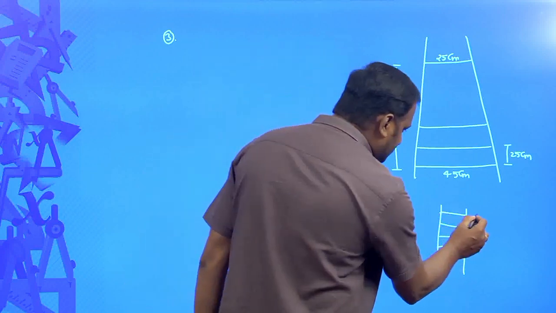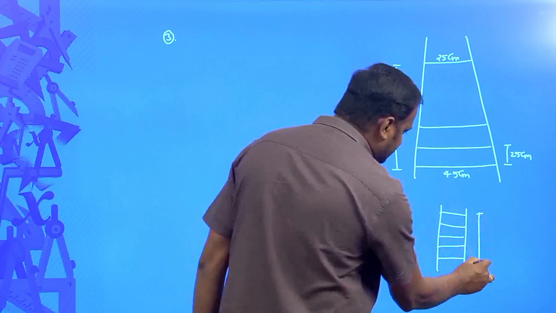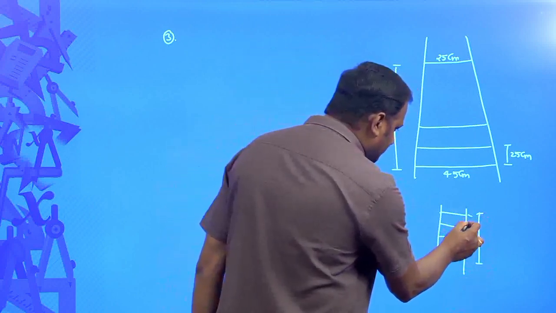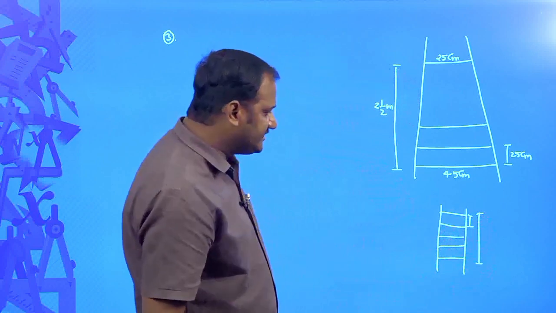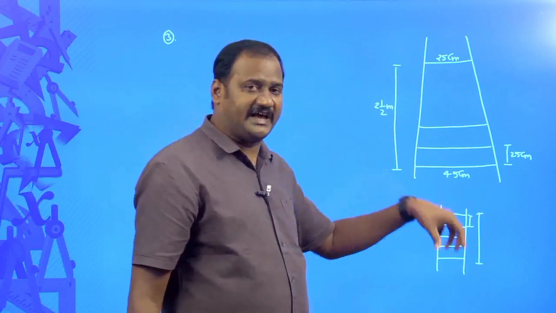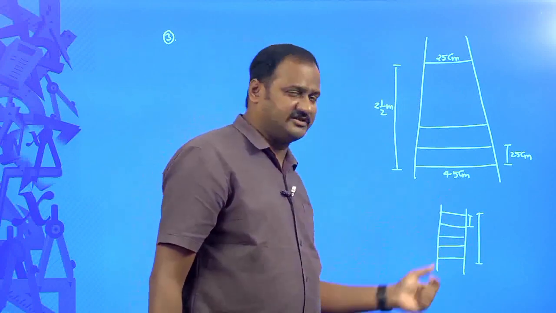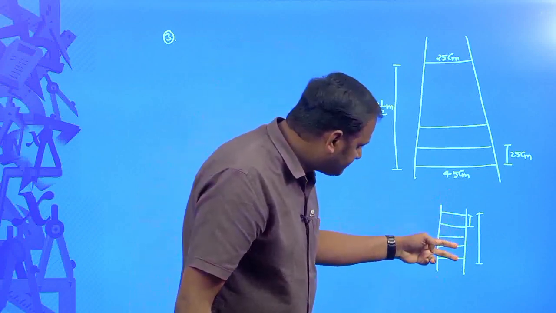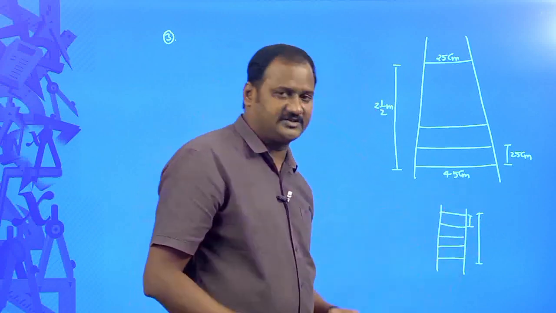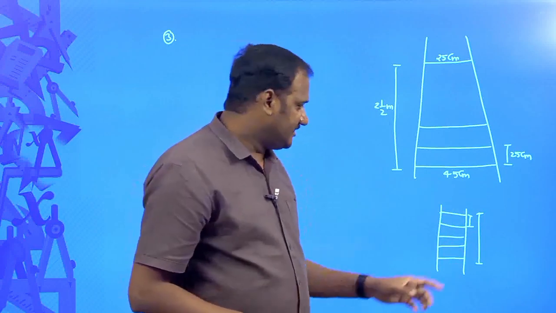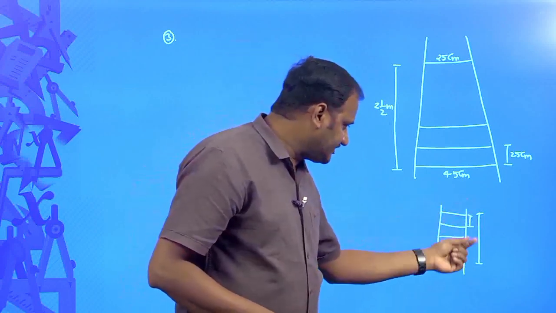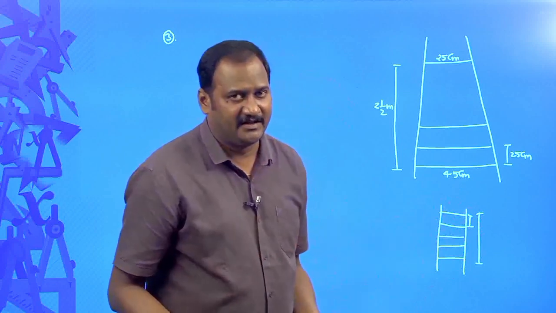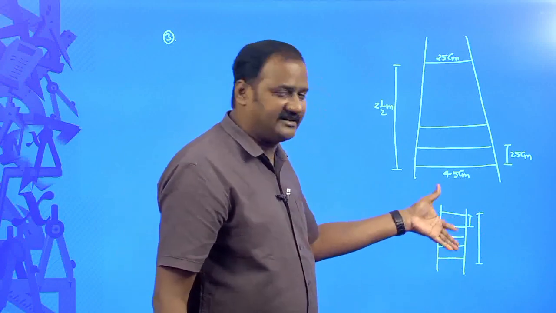Suppose you know the distance between the first rung and the last rung, and you know the distance between two consecutive rungs, then you can easily find the number of gaps between the rungs. You know how it is? First gap plus second gap plus third gap plus fourth gap is the total distance between the rungs. So the total distance between the rungs divided by the gap between two consecutive rungs will be the number of gaps. Suppose there are 4 gaps, then there are 5 rungs.